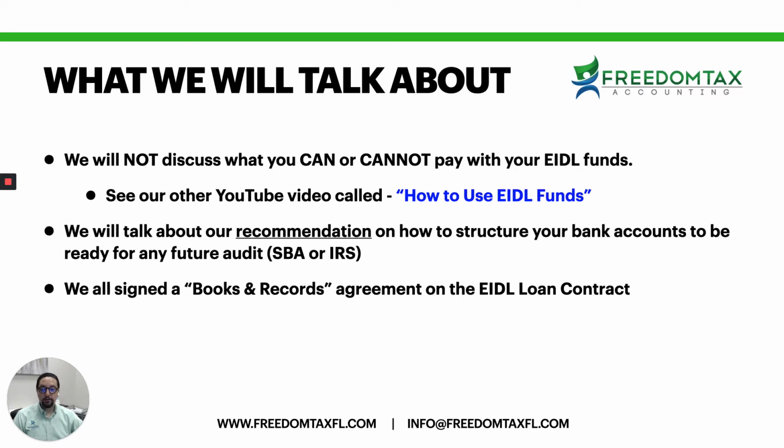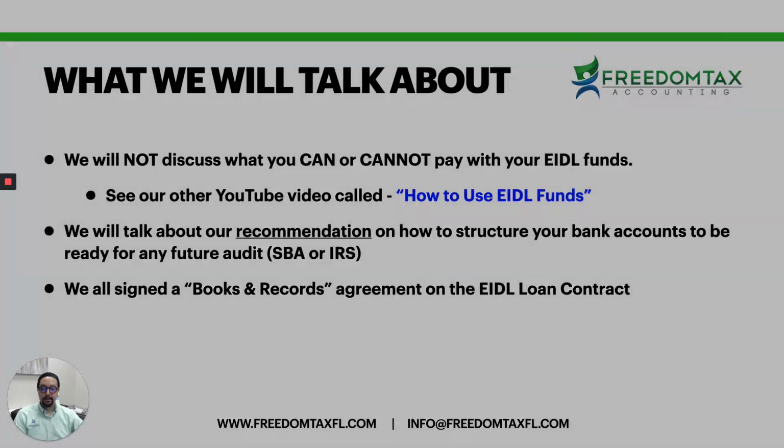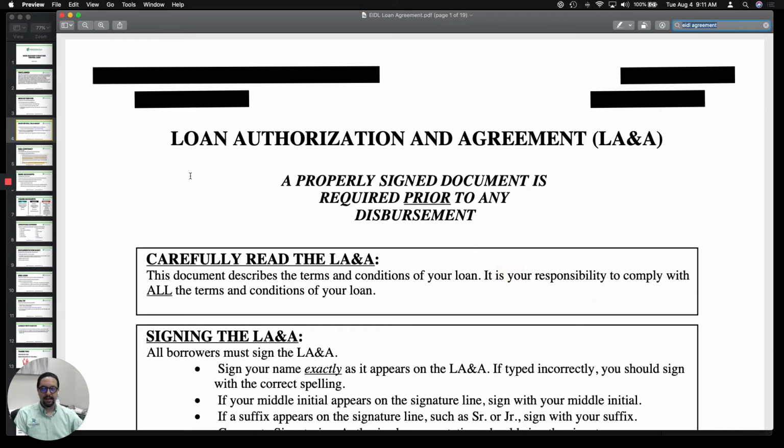Remember that we all signed a contract with the SBA, and I mentioned we because my wife and I also have a separate business, and we got the EIDL loan as well. We signed a loan agreement, and in that loan agreement, you certified that you were going to keep good books and records of your financials on how you use the EIDL. If you don't remember, this is the loan agreement we all signed to get the SBA loan.